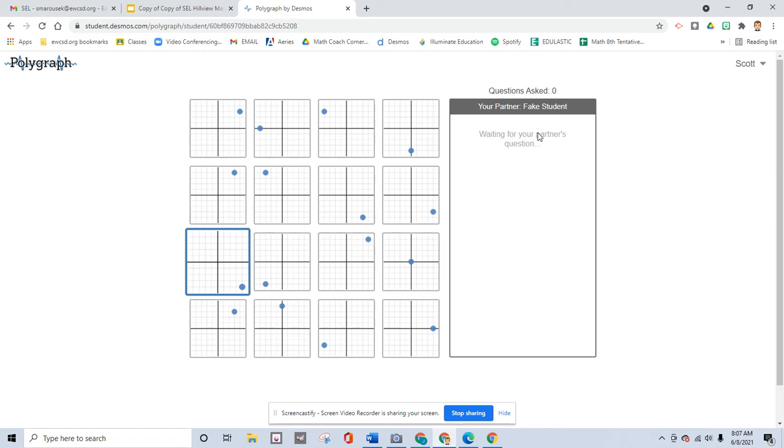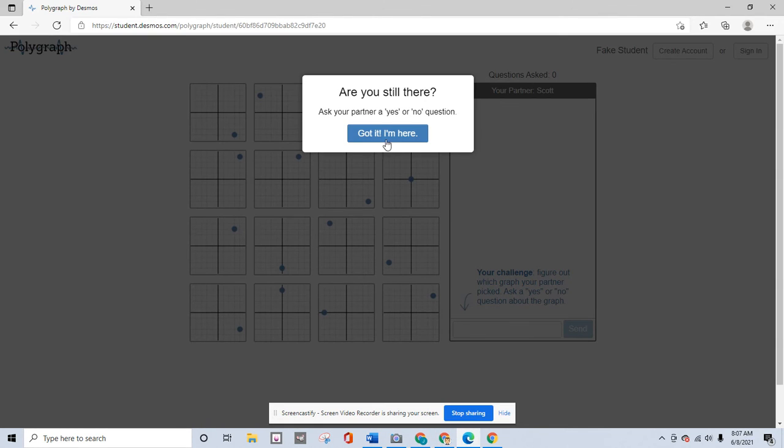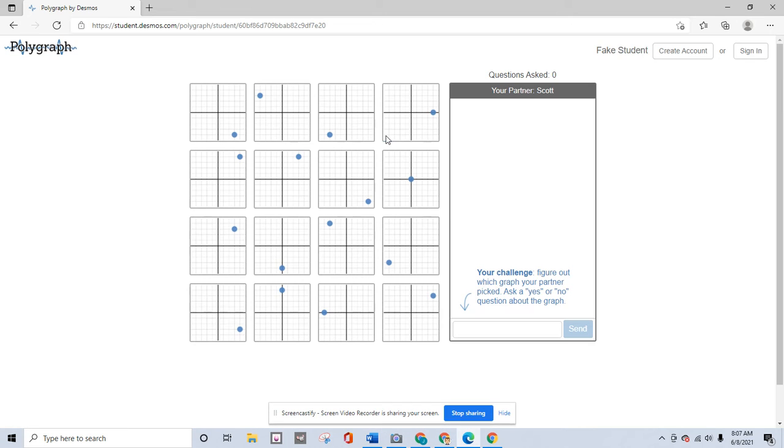All right. So let me go to that partner. And let's go ahead and figure out a question. It says, ask a partner yes or no. Are you still here? Yes. Got it. I'm here. All right. Figure out which graph your partner picked by asking a yes or no question. Well, let's think of a yes or no question I could ask. Remember I just mentioned about the quadrants? Quadrant 1, 2, 3, 4.